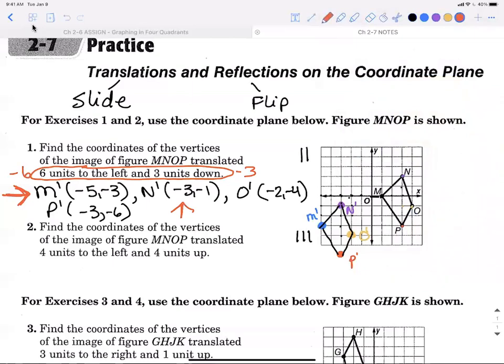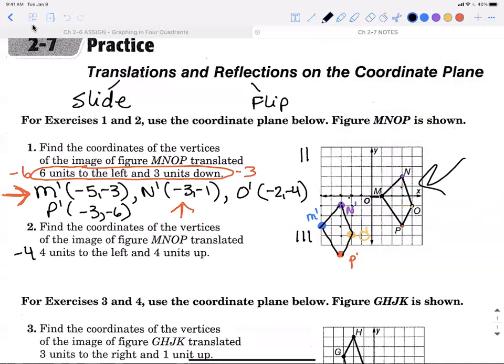All right, so it says here in number 2, find the coordinates of the vertices of the image for MNOP. Okay, that's this original image right here. Translated 4 units to the left. So what number would I assign to that? No, -4 units to the left. How would I write that as an operation? Bella? -4, yeah. -4, because left is always backwards, right? Negative. And then 4 units up. How would I write that as a mathematical operation?